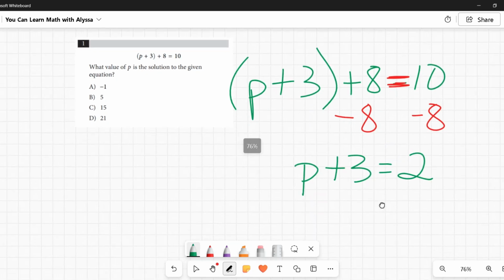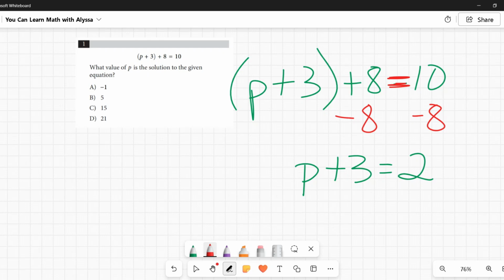And now p plus 3, the opposite again of adding here is subtracting. So I'm going to subtract 3. I have to do it from both sides. And on the left, I get p, and on the right, 2 minus 3 is negative 1. And that is going to be my answer. And lo and behold, there it is, A, negative 1.